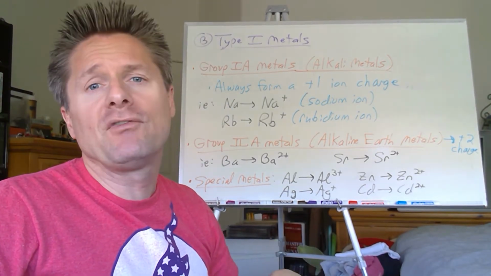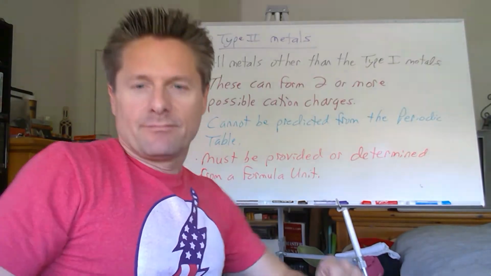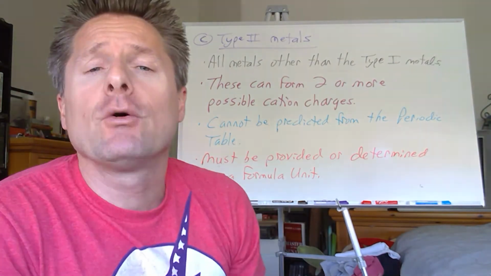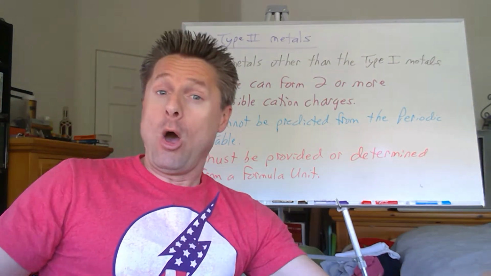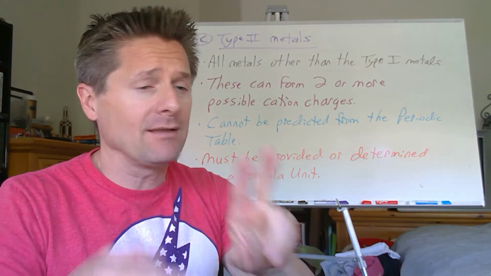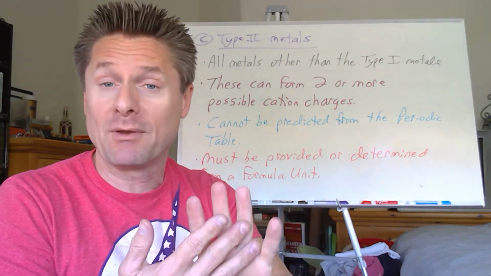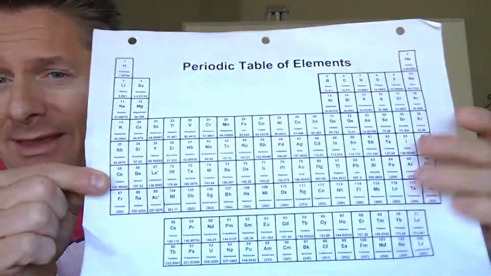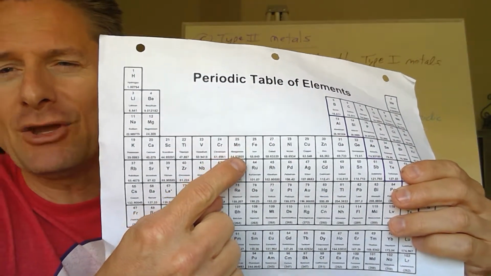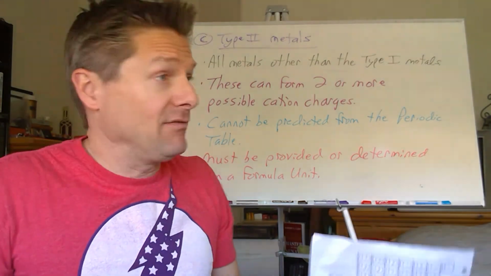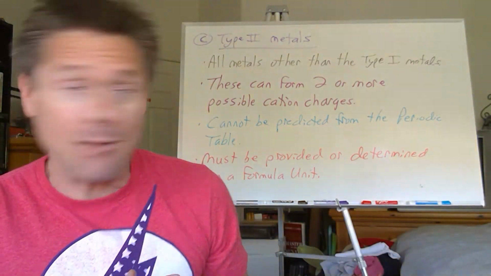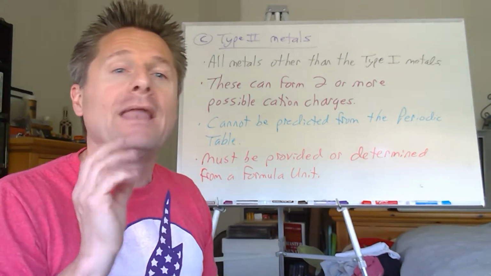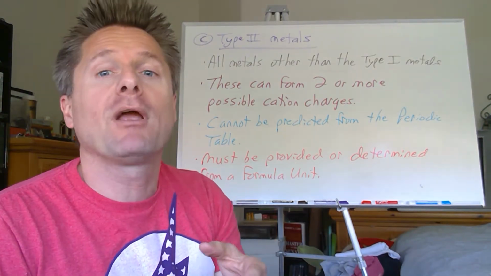So let's look at type 2 metals, and then we'll get into writing some formula units. Type 2 metals get a little tricky. And again, how do you know it's a type 2 metal? It's not a type 1 metal. So if it's not in group 1A, it's not an alkaline earth metal in group 2A, aluminum, silver, cadmium, or zinc, it must be a type 2 metal. You cannot look at the periodic table and say, hey, manganese is a +2. How do you know? Because I've seen manganese as a +5, a +3, a +2. You don't know. There's no way you can tell which specific one of the multiple charges it can form from the periodic table. You need more information.